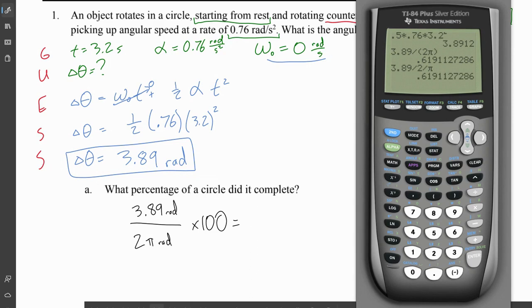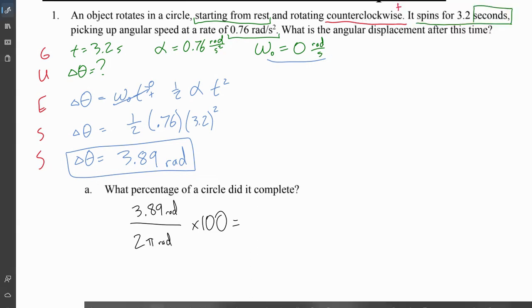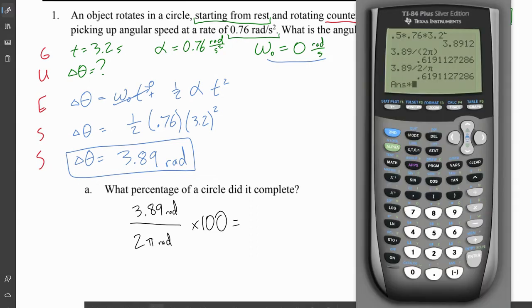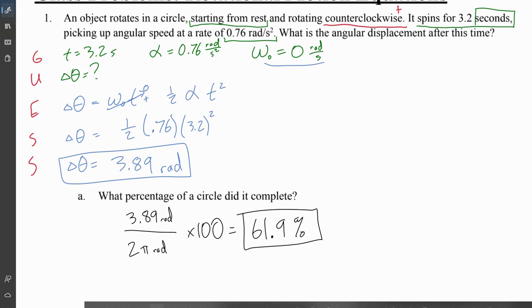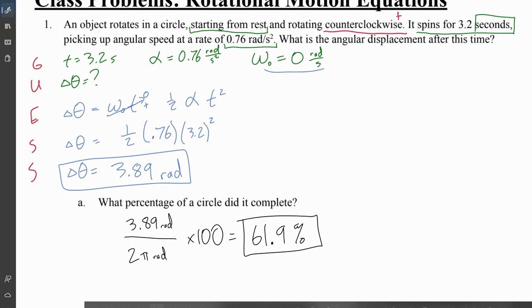But either way, you get 0.619. Then I multiply by 100: 61.9%. 61.9% of a circle. All right. There's your first problem on rotational motion equations. Okay, if you need to go back and rewatch that, please do so. I'm going to keep going on to number 2.